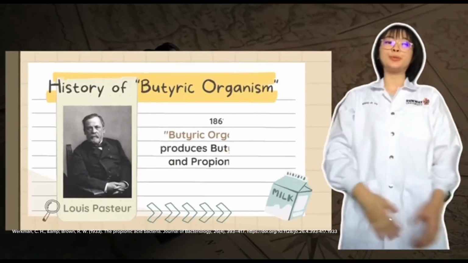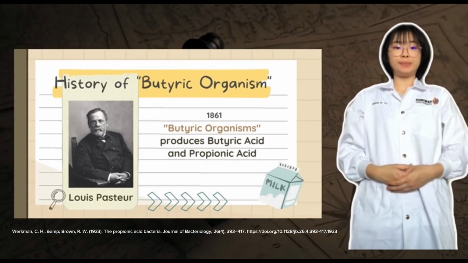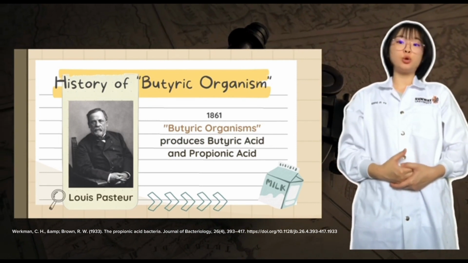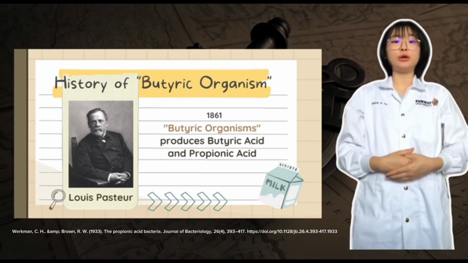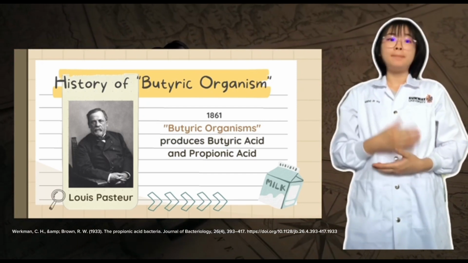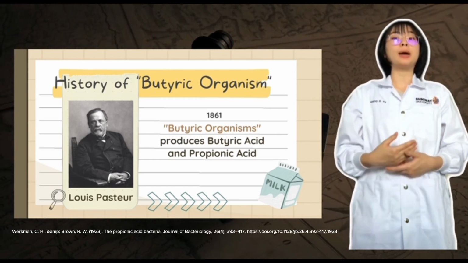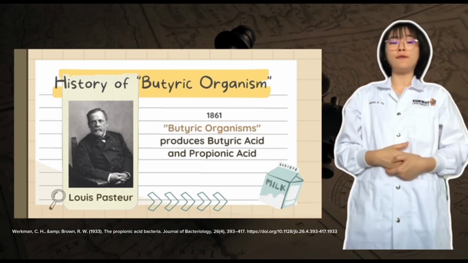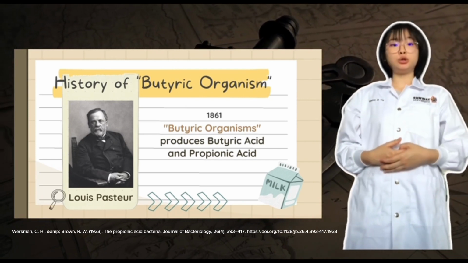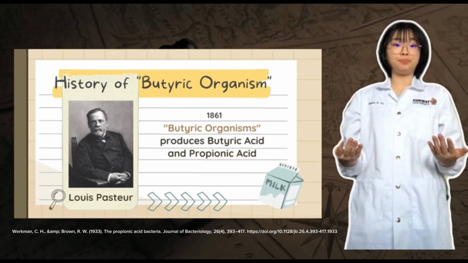The study of propionic acid and its fermentation can be traced back to the late 19th century. In 1861, Louis Pasteur, a renowned French chemist who also made significant contributions to the field of microbiology with his discovery of pasteurization, made an observation that certain bacteria produce carbon dioxide and propionic acid during the fermentation of glucose. These bacteria were later named butyric organisms due to their ability to produce both butyric acid and propionic acid.